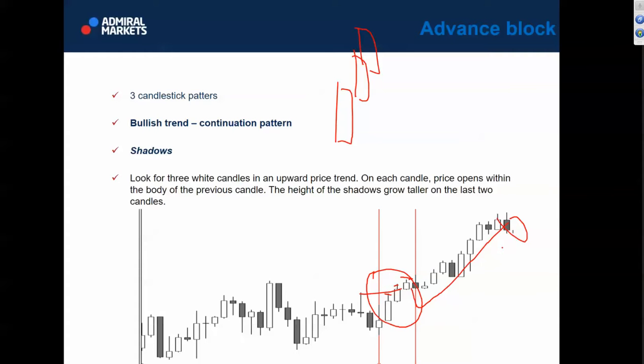You don't trade breakouts with this pattern, guys. This is a cue that the bullish trend should continue. Okay, so this is a cue, this is a confluence point, and you can use it in your trading. I gave you the idea. Drop down to the 15 minute time frame, try to look for 15 minute entries. So advanced block, good one.